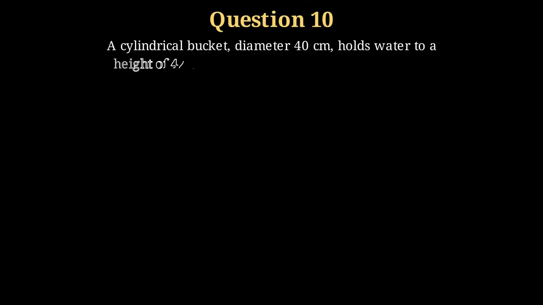Question 10. A cylindrical bucket has a diameter of 40 centimeters. It is filled with water up to a height of 42 centimeters. What is the surface area of the bucket that is in contact with the water? Use the calculator value of pi.